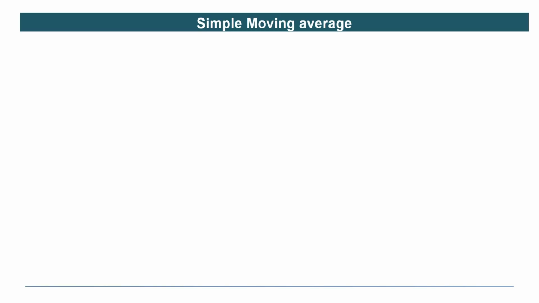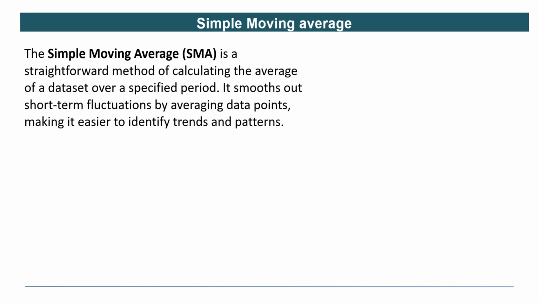Dear viewers, in this video we are going to understand simple moving average. So what exactly is simple moving average? Simple moving average is a method of calculating the average of a data set over a specific period. The purpose of calculating moving averages is to smooth out the short-term fluctuations by averaging the data points and understand the long-term trends and patterns. This is what we mean by simple moving average.